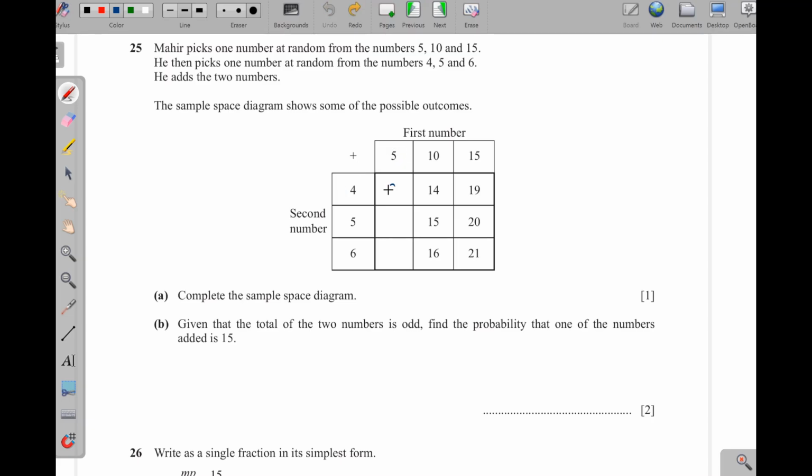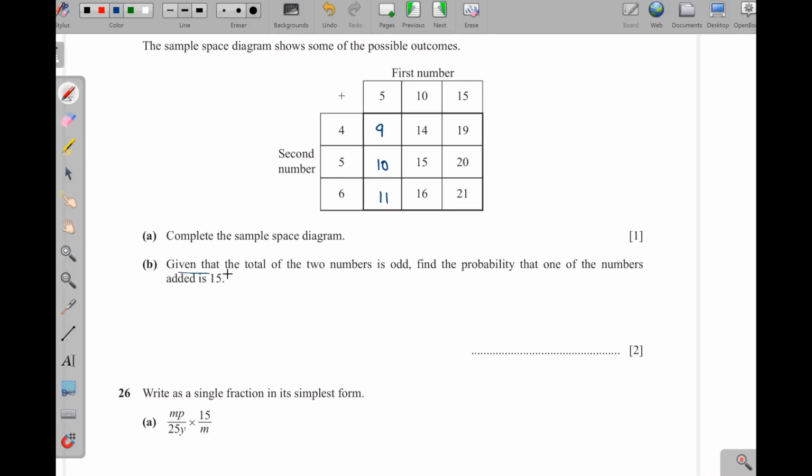What do you get? A 9. Because 10 plus 4 is a 14. 15 plus 4 is a 19. You see that? So we just add. Now 5 plus 5, you get 10. 5 plus 6, you get 11. As simple as that.